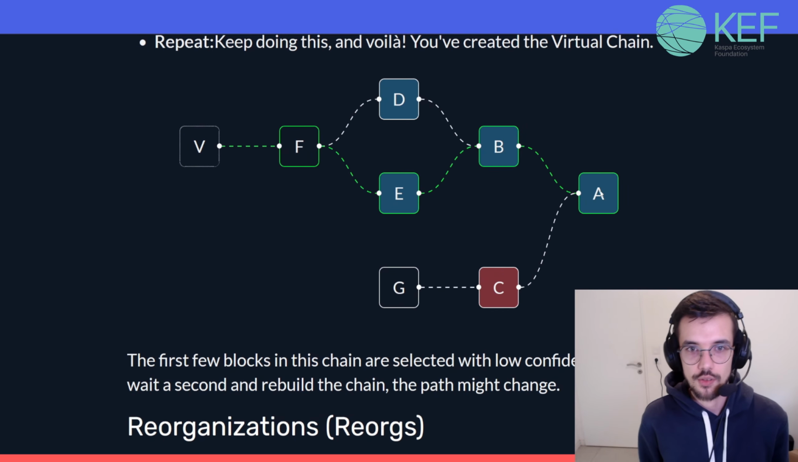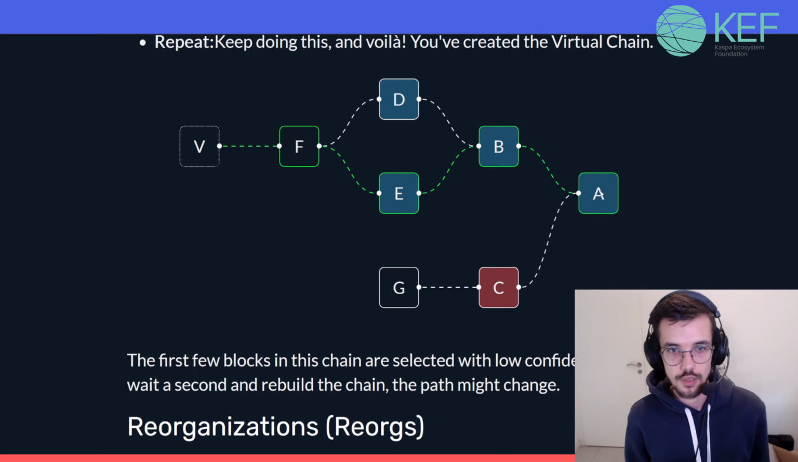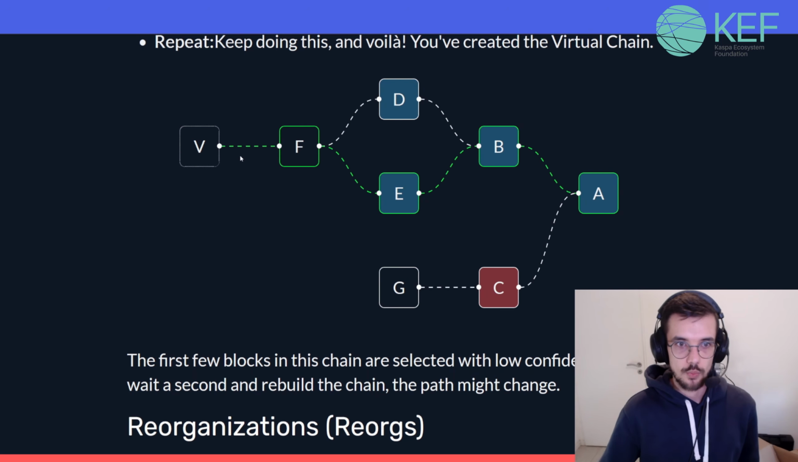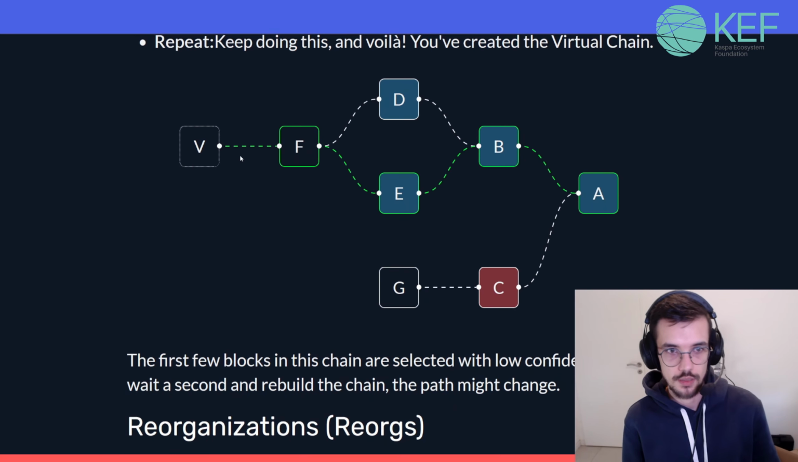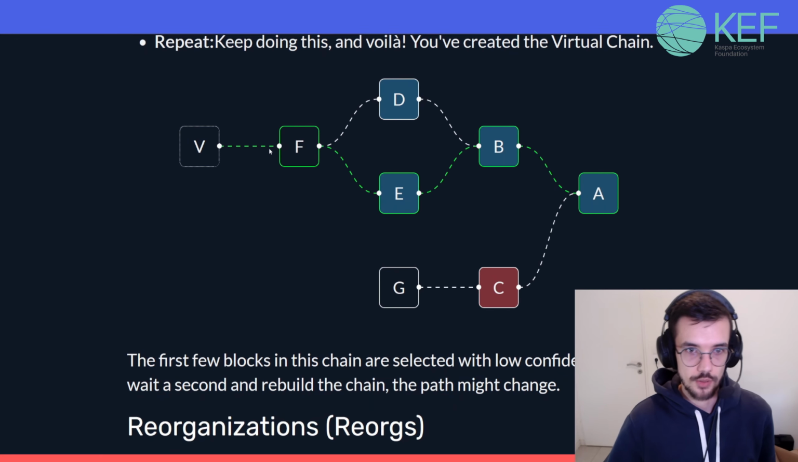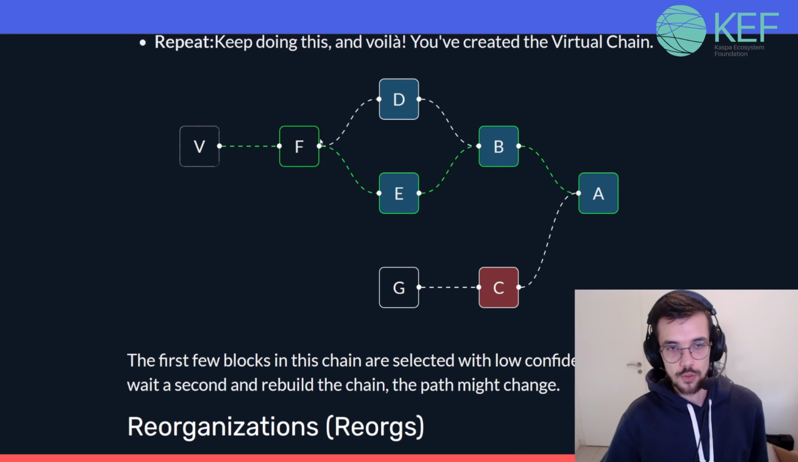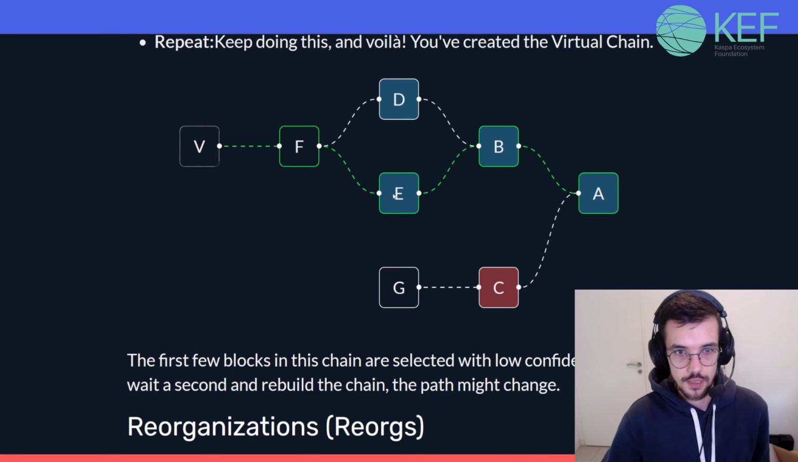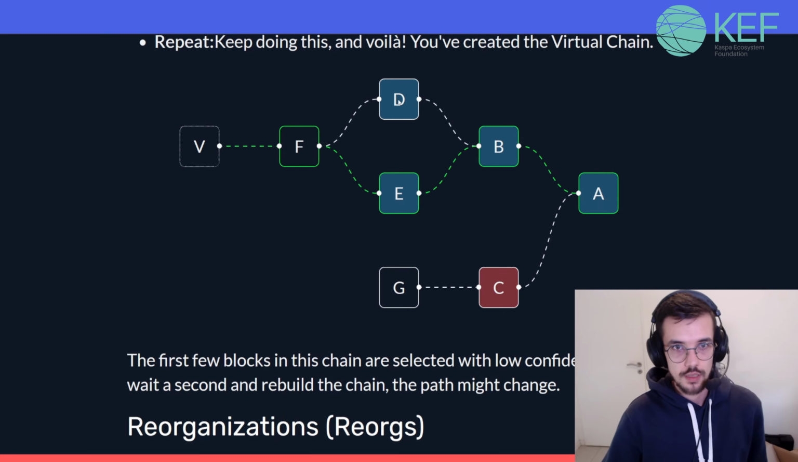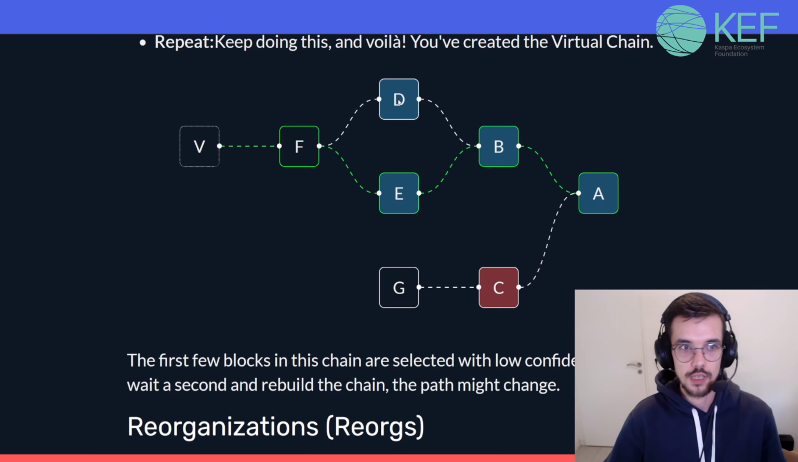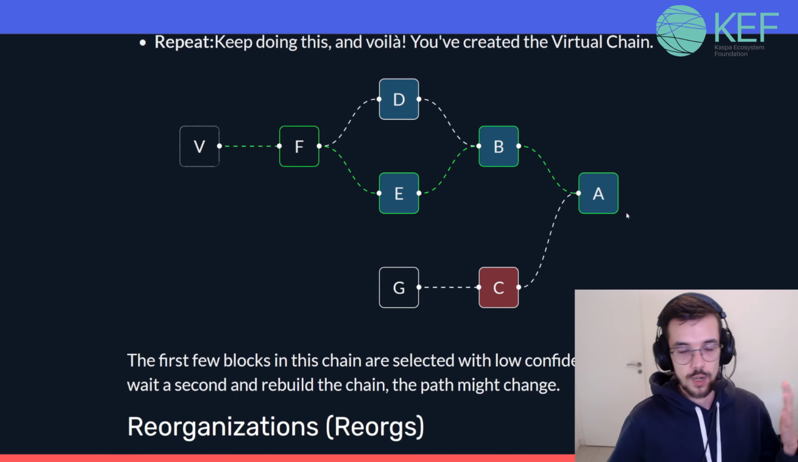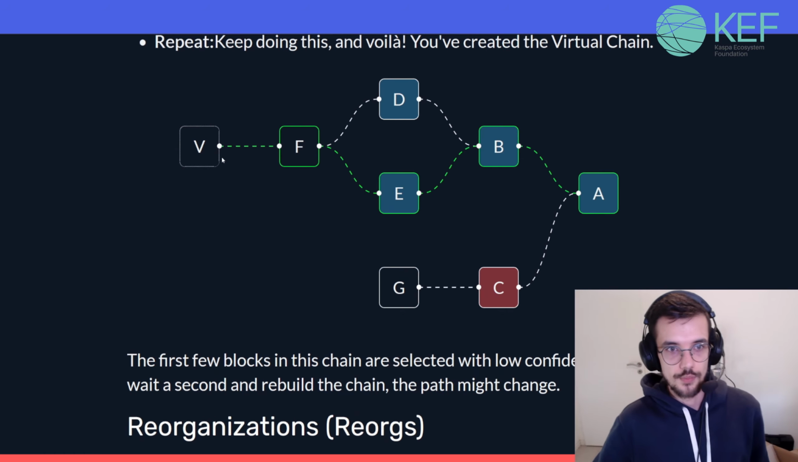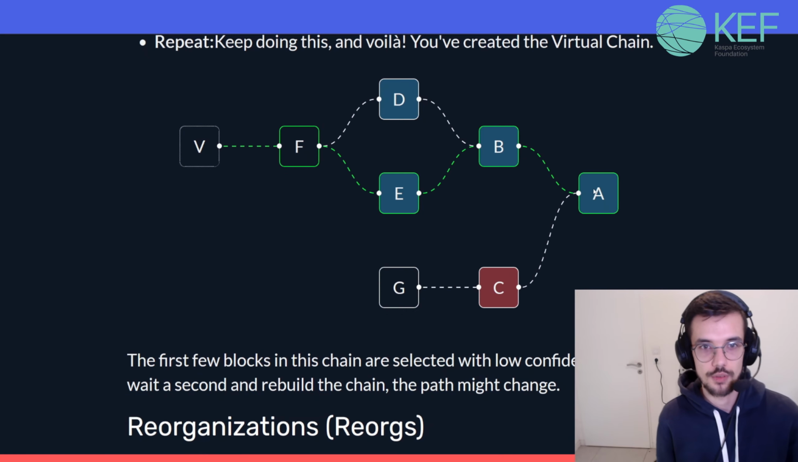When we say that a reorg occurs in Kaspa, it's when this virtual selected parent chain changes. For example, now for F, we are not selecting E, but we are selecting D. And so the VSPC now is VFDBA, whereas previously it was VFEBA. And so a reorg occurs.